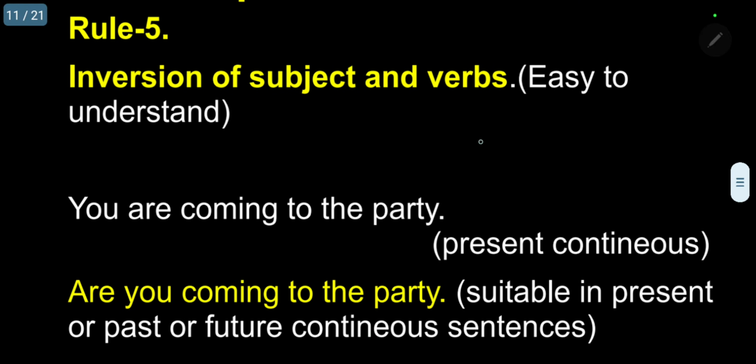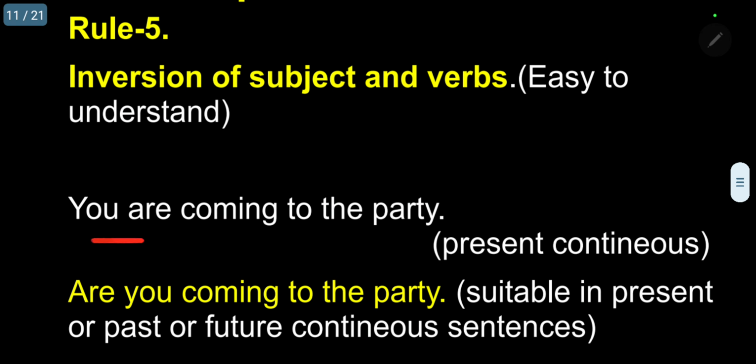Lastly, rule 5: inversion of subject and verb. This is very, very interesting in yes or no questions. If there is any question or any reply, simply by interchanging the subject and verb, we can change a question or change an answer. Simple example.